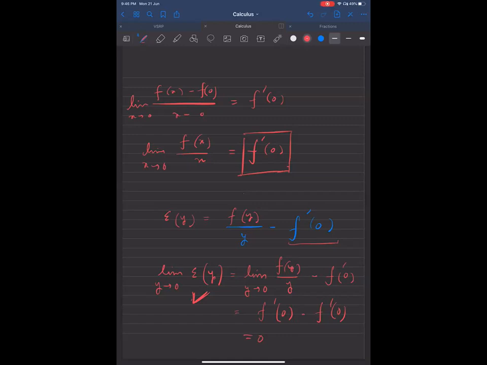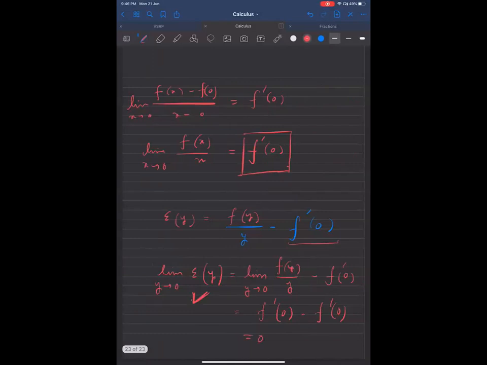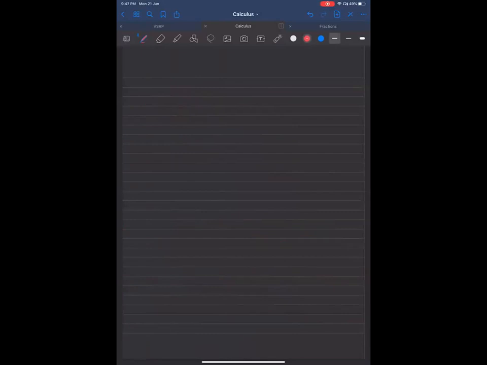So this is what we are saying in the last page. This is a proof of it. So what's that? Again, f of x is equal to f dash 0 times x plus epsilon of x, which is a function of x, times x, such that limit x tends to 0, epsilon of x is equal to 0. This is the meaning.